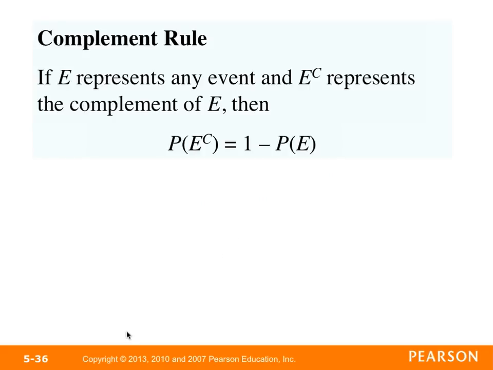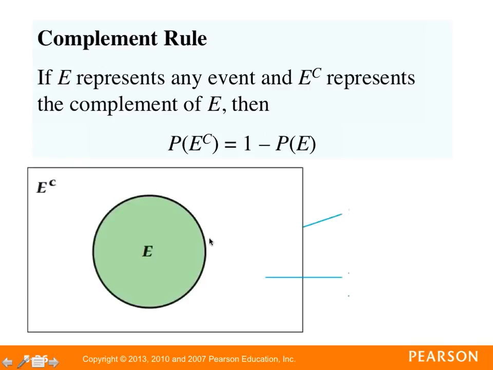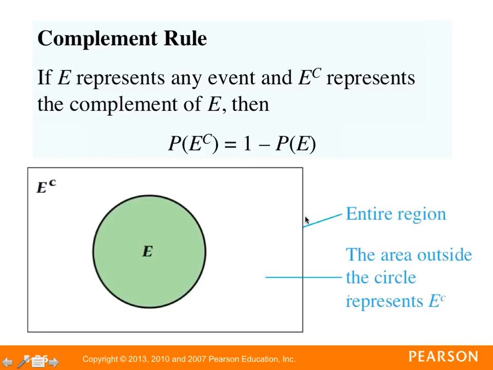So here's our nice little complement rule. If E represents any event, then E^C represents the complement of E. So we say that the probability of E complement is equal to 1 minus the probability of E. So if you think about it, we have E, that's our event, and we have E complement, which is everything that is outside of our event. So the entire region, and then the area outside of the circle, is going to represent E complement.